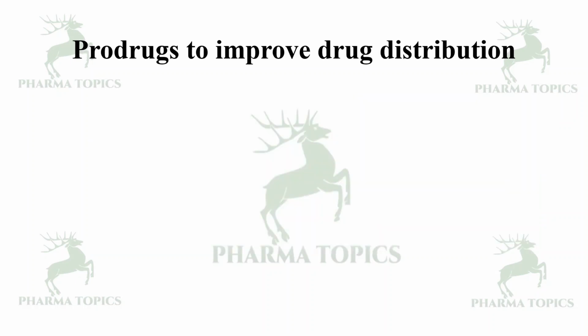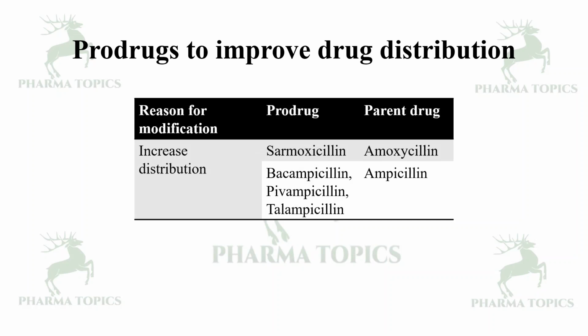Let us see some of the prodrugs to improve the drug distribution. One example is sarmoxicillin, which is a prodrug, and the parent drug is amoxicillin. Sarmoxicillin has increased distribution. Then for ampicillin, the parent drug, the prodrugs are bacampicillin, pivampicillin, and talampicillin, which have increased distribution.